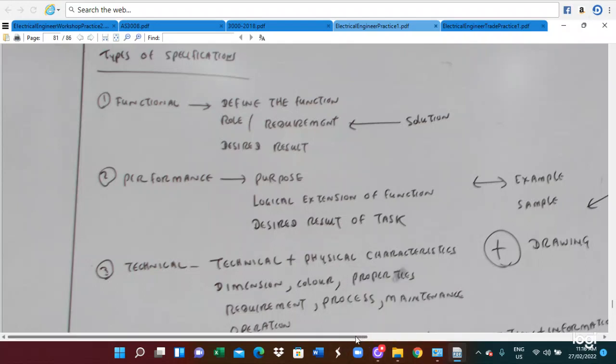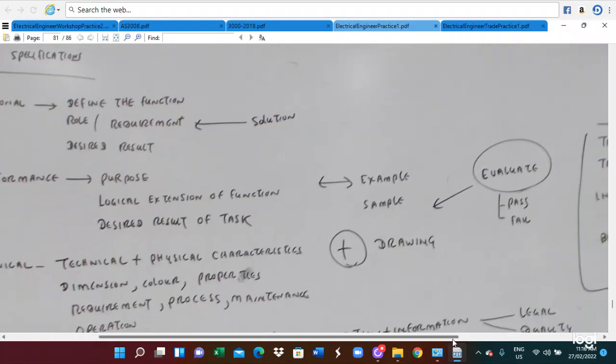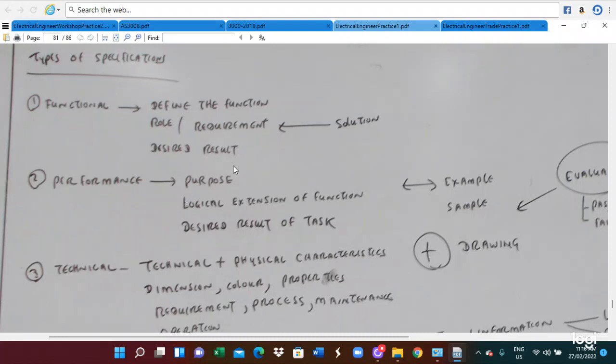How the performance happens. For example, you have to evaluate pass or fail. Whether your function is workable or not workable. So if the function is workable, the performance is workable. This is pass. Otherwise fail. So this is the performance specification, the purpose, whether you really utilize this device in the real application or not.